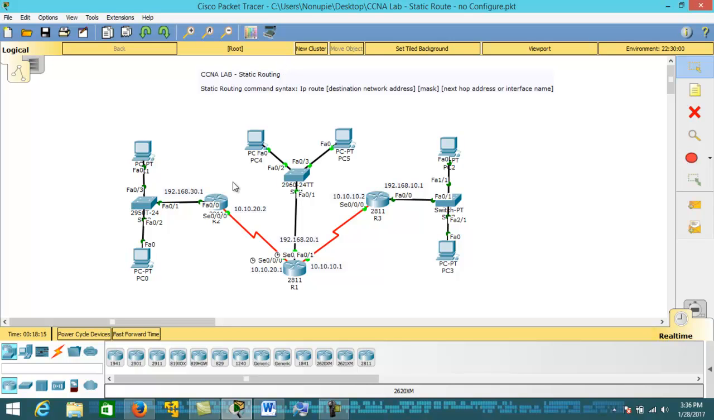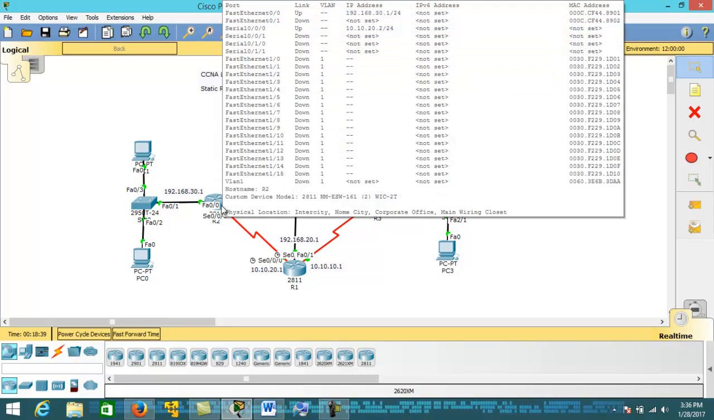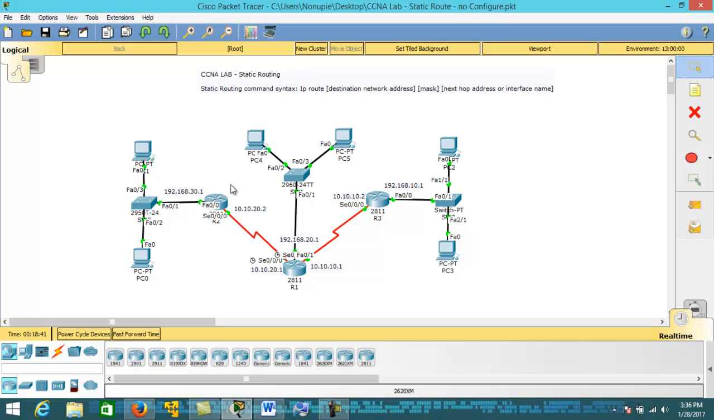Static routing is needed for finding the path from one network to another network. Let's say an example. We know that all the routers know only the networks that are directly connected to their interfaces. So this router R2 only knows the networks directly connected to it, that is the 10.10.20.0 network and the 192.168.30.0 network. This router does not know about this network and this network.